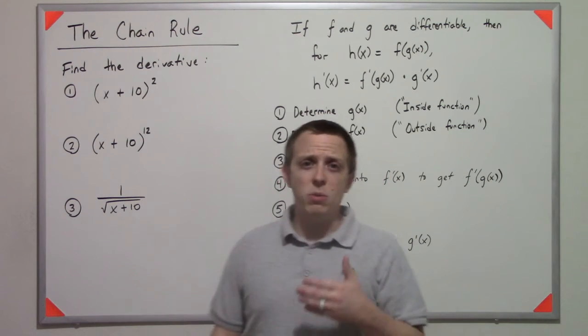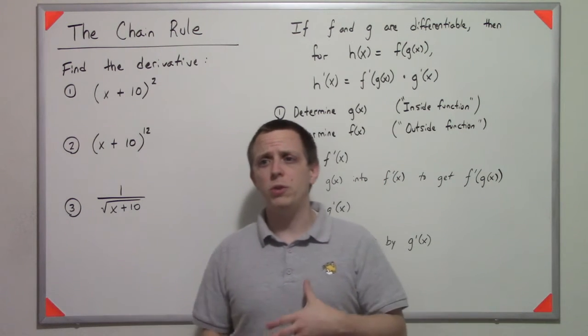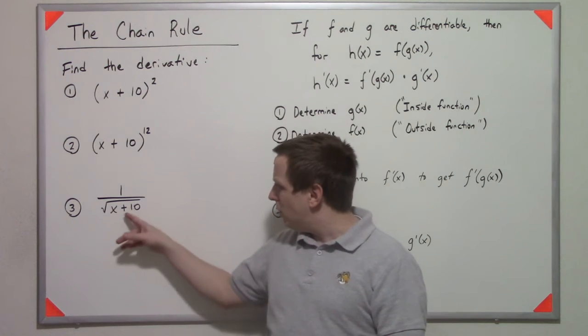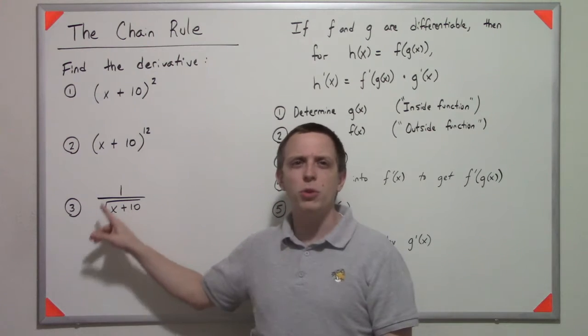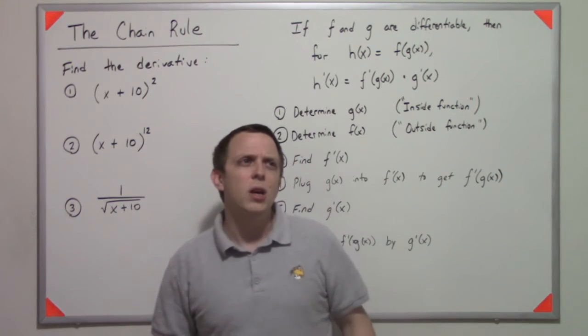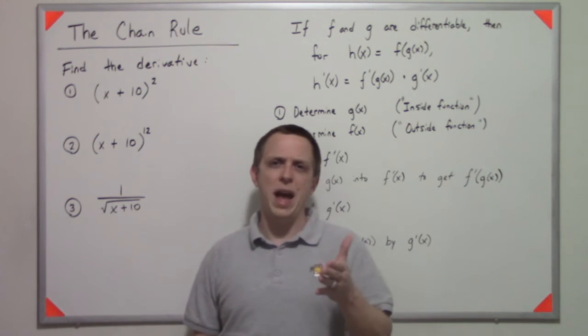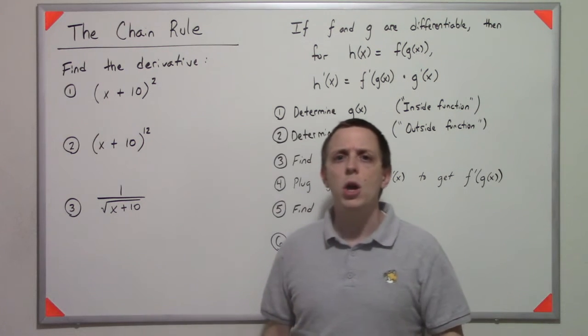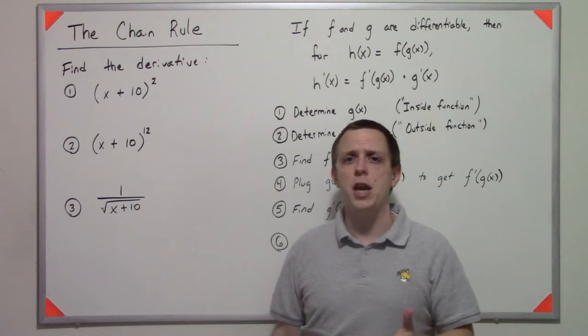But what about something like 1 over the square root of (x + 10)? This may look like we would use something like a quotient rule, but there's no real way to be sure because we still kind of don't know how to deal with the derivative of a square root. We know if it was x^(1/2), but what about (x + 10)^(1/2)? How would we deal with that? So what we want to discuss is something called the chain rule.